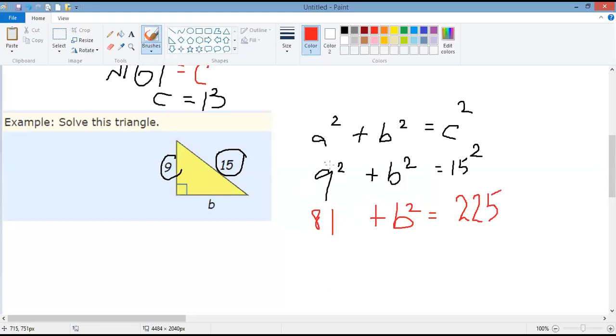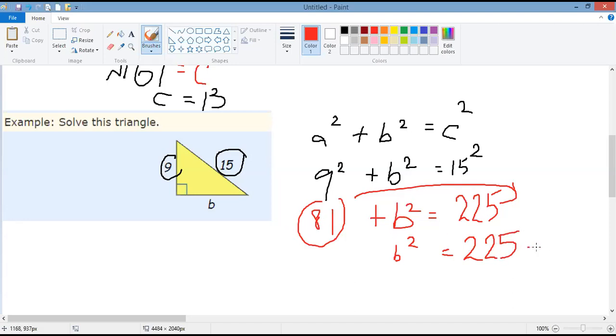Now you can straight away apply the calculator here. Because you want to find the value of b, you don't want 81, so I move this one to the other side. It becomes 225, and here it becomes minus 81. So b square equals 225 minus 81, you have 144.